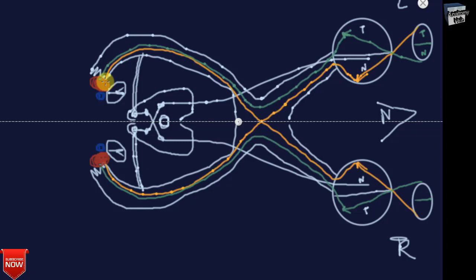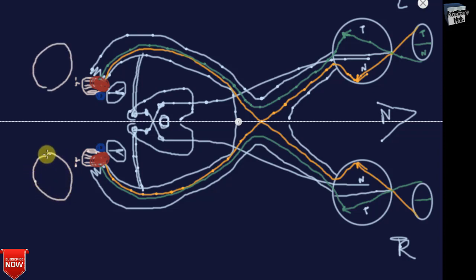Now consider this geniculate body. For a better diagram, consider here your geniculate body. This is your lateral geniculate body, and this lateral geniculate body can be divided into 6 divisions.